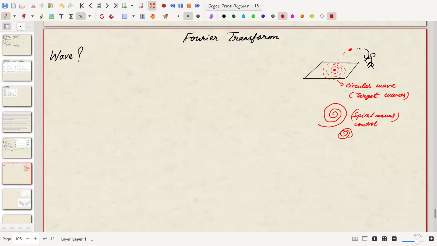Waves can vary both in time and space. If a wave varies with time, it is known as a temporal pattern, the way it varies in time. If it varies with space, then it is spatial.